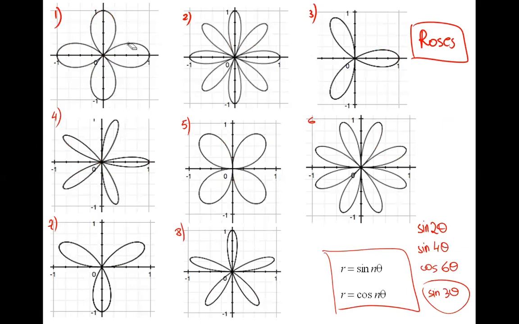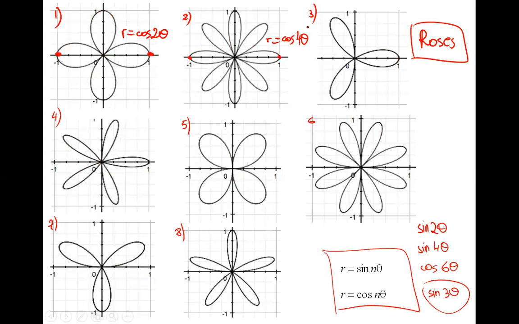What is the equation for number 1? Excellent. It's definitely cosine and it is 2 theta because the number of loops doubles. It's 4. Excellent. Number 2, it's definitely cosine. Excellent, because we can see we do have points on the x-axis. Cosine, and we have 4, we have 8. This was double, 4. Excellent.